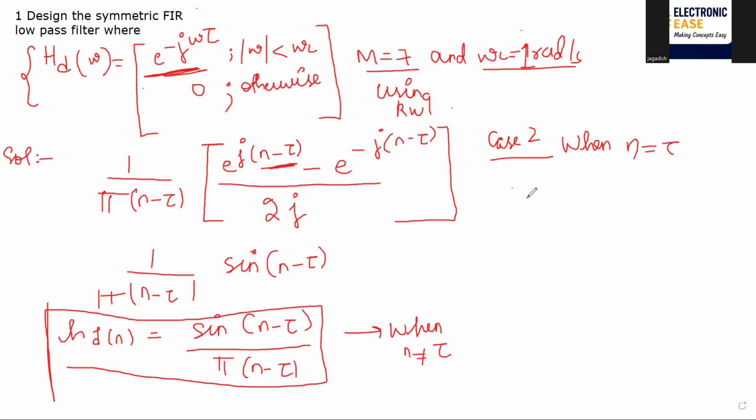So I will be getting the expression as HD of n is equal to the integration from -1 to +1 of 1 into d omega. Because both the terms are the same, they get cancelled and you are just left with 1 into d omega. What is the integration of 1, children? The integration of 1 with respect to d omega is nothing but omega.